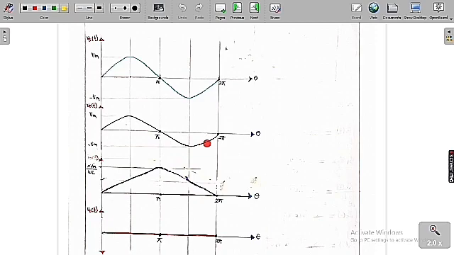Whereas from pi to 2 pi, the output voltage is less than 0, whereas the current is greater than 0. So the product of these two, the power, is less than 0, which indicates that the power is transferring from load to source. That is the meaning of this one.